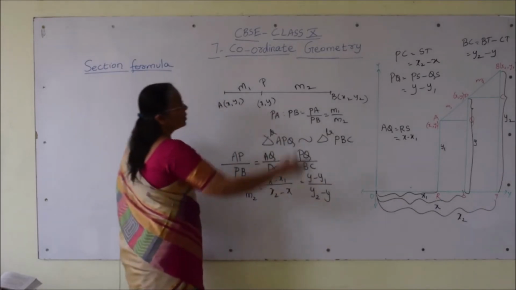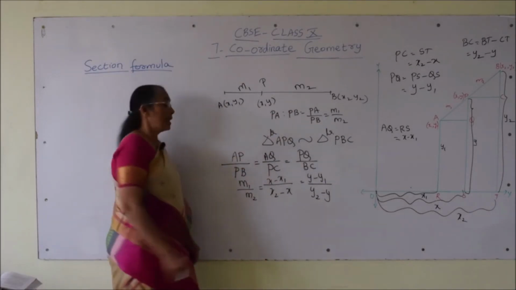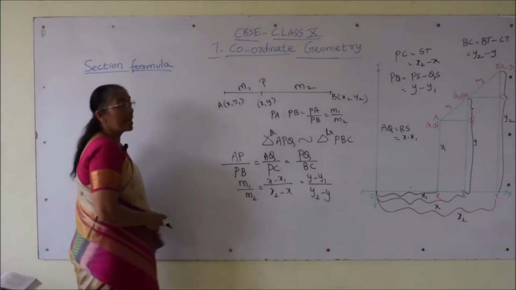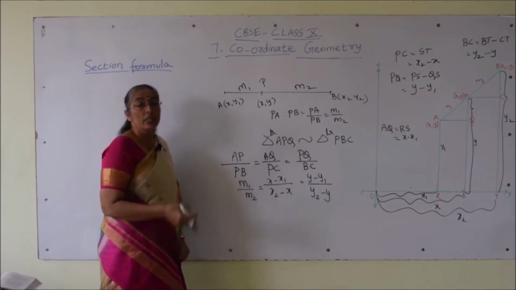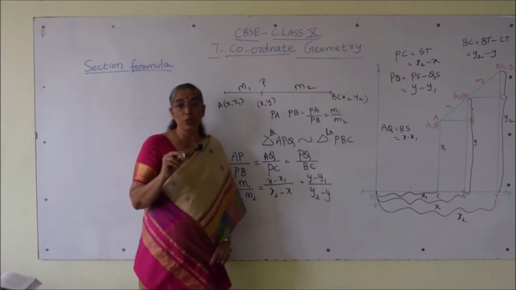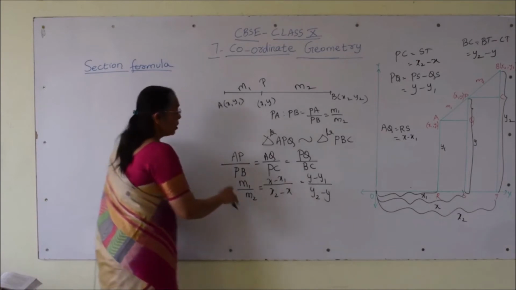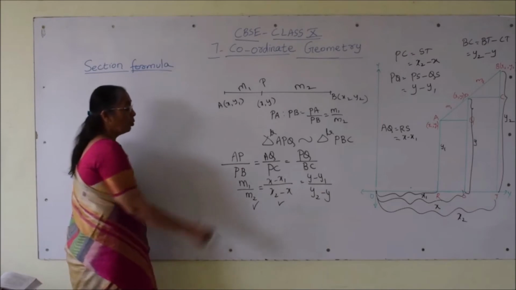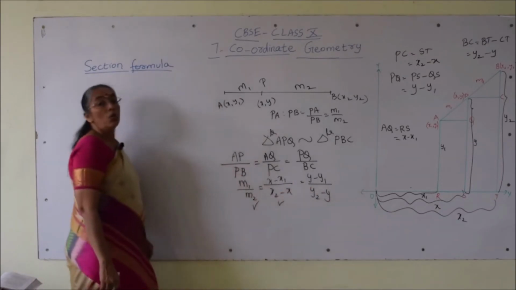So, first we compare the two triangles. The triangles are similar triangles. Now, using the similarity ratio, we have written the ratios. Now, our aim is to find the coordinates of the point P, which divides the two points A (x1, y1) and B (x2, y2) in the ratio m1 is to m2. By taking these two conditions, we can get x, and again taking these two conditions, we can get y.